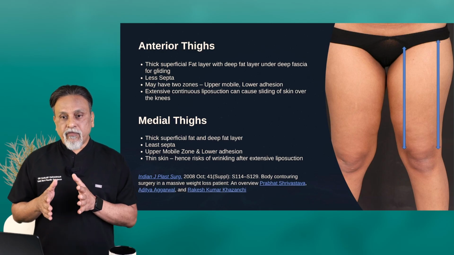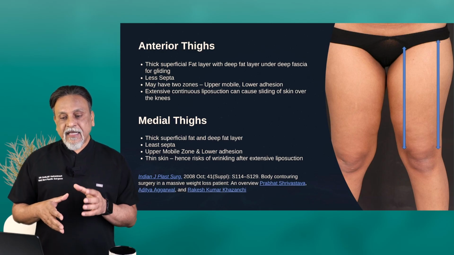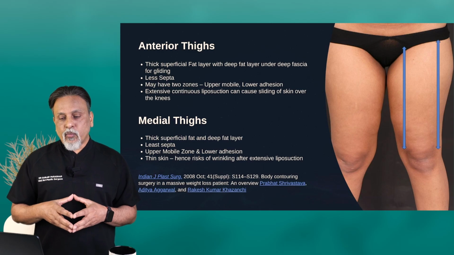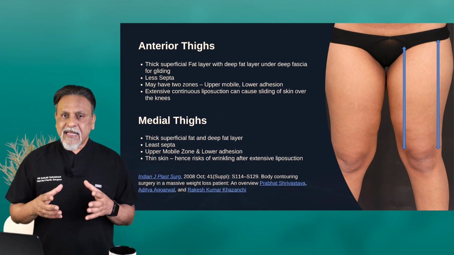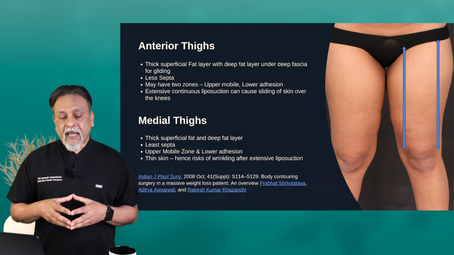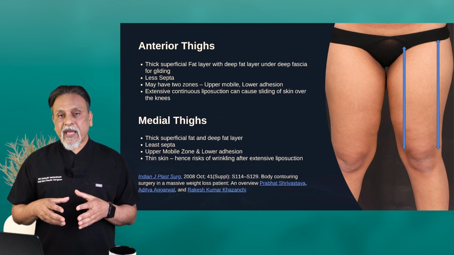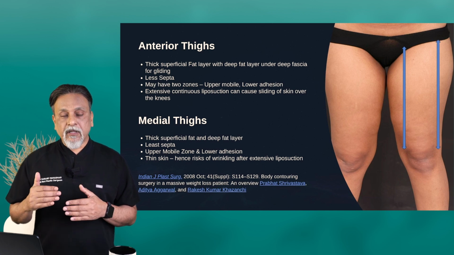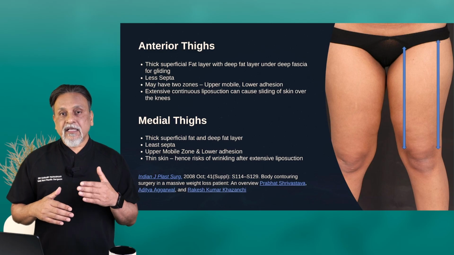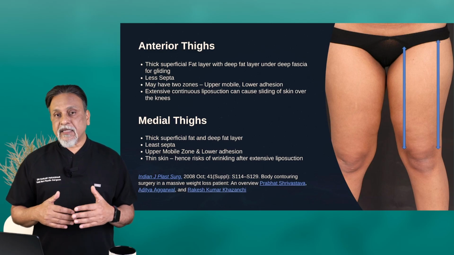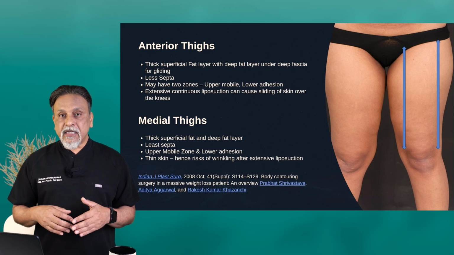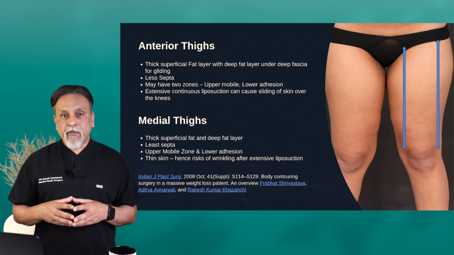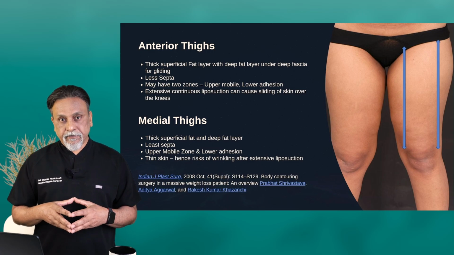Anterior thigh, if you look at the front of the thigh, it has thick superficial fat layer with deep fat only in the upper part. And there is less fibrous septa. And there may be two separate zones where there is bulge only in the upper part, but the mid thigh has a zone of adhesion, which means there is not much of lamellar fat in that area. Then again above the knee, you will see there will be some amount of lamellar fat deposition.